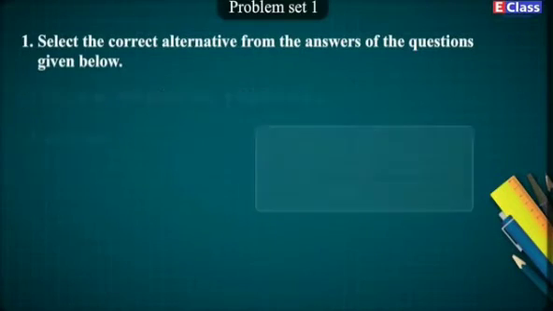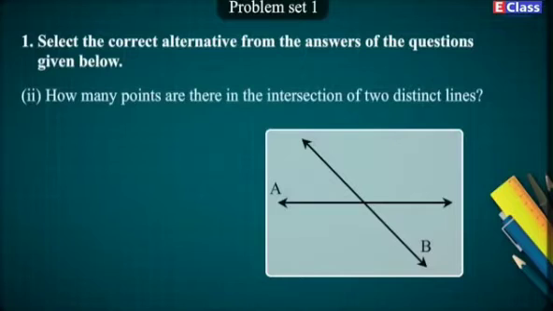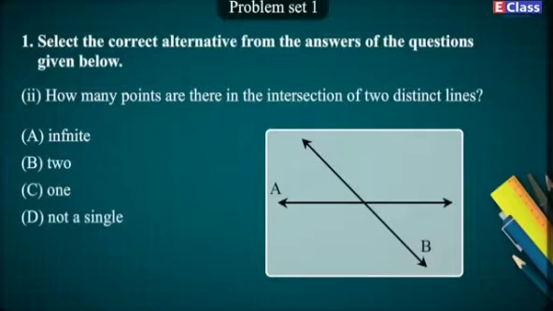2. How many points are there in the intersection of two distinct lines? A. Infinite. B. 2. C. 1. D. Not a single. Answer C.